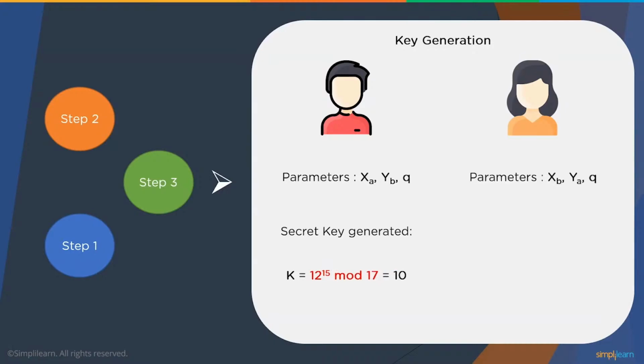Similarly, for the second user, we're going to calculate the secret key using the formula 6 to the power 13 mod 17, which gives the value as 10. Now that we have both values of k at 10, this becomes our secret encryption and decryption key. Both users can encrypt their messages with this value of k before transmitting the data, and the receiver can generate the key on their side too, as seen in this video.